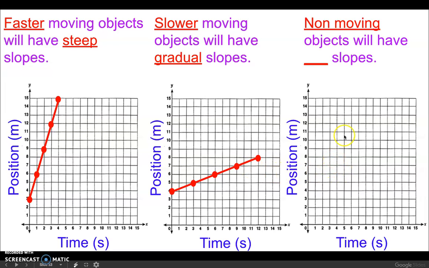Lastly, non-moving objects will have flat slopes. Well, we kind of showed this on the last slide, but objects that aren't moving are just going to have these flat slopes where the slope is 0.